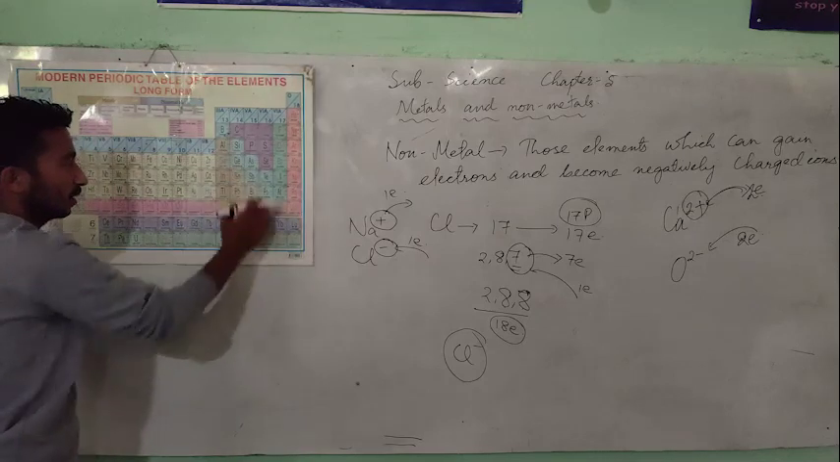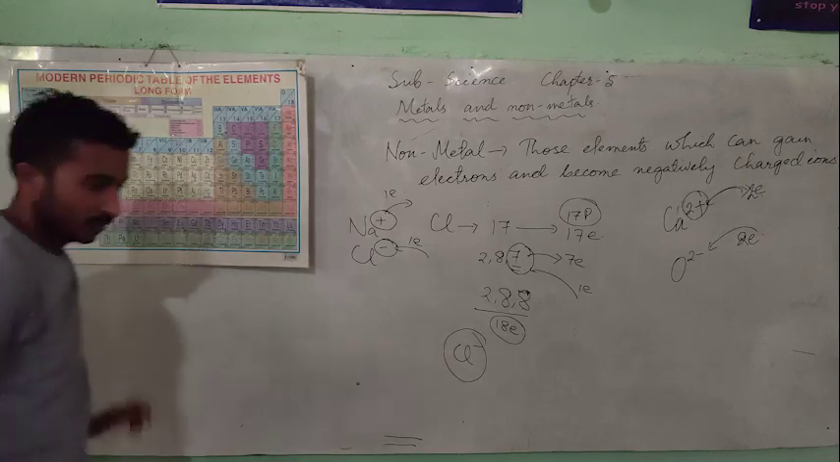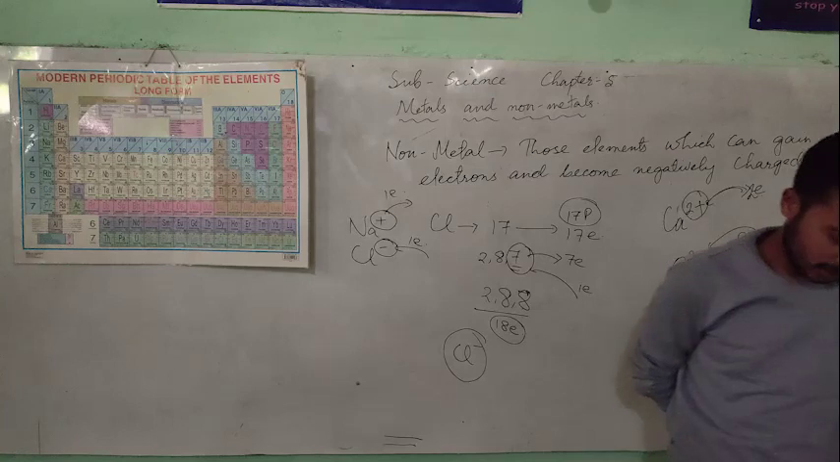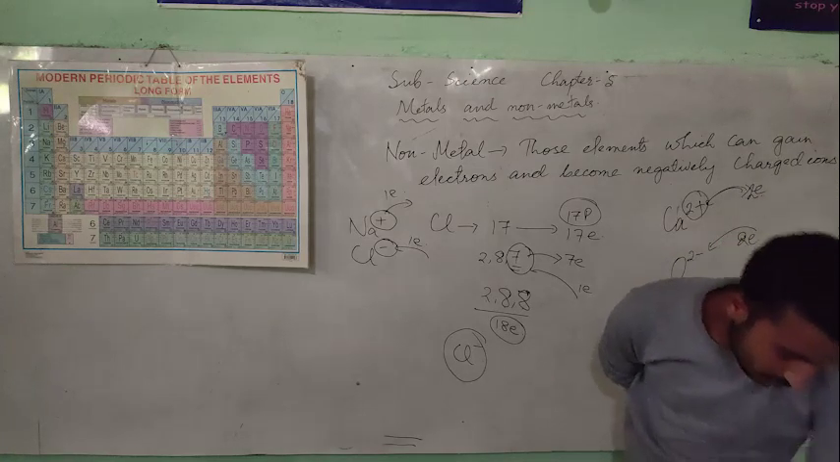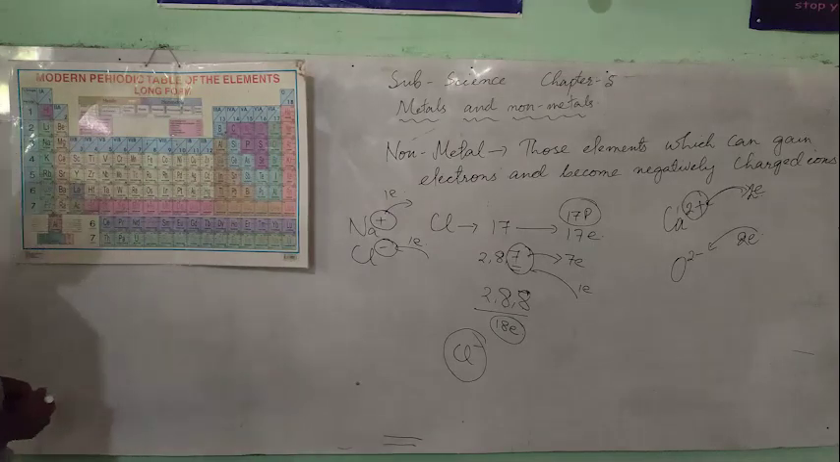These elements are metalloids. Next, physical properties of metals and nonmetals. These physical properties of metals and nonmetals you have already done in lower classes also, so let's revise it slowly.